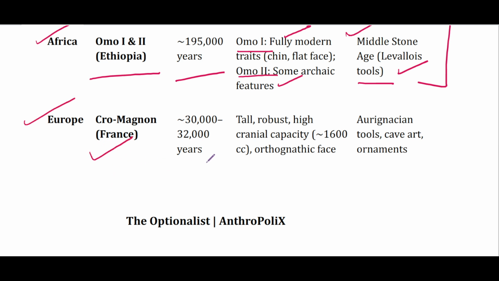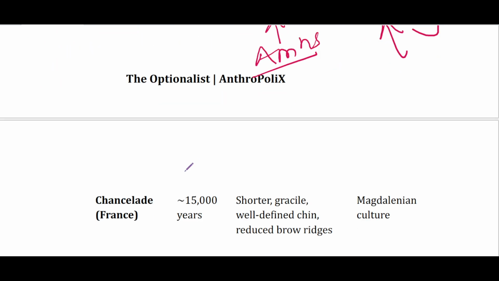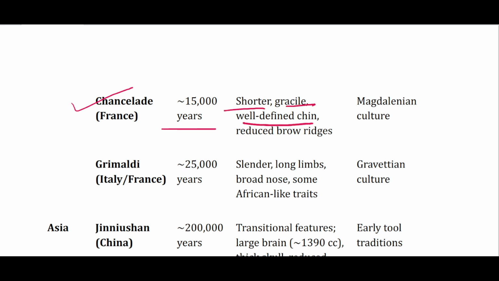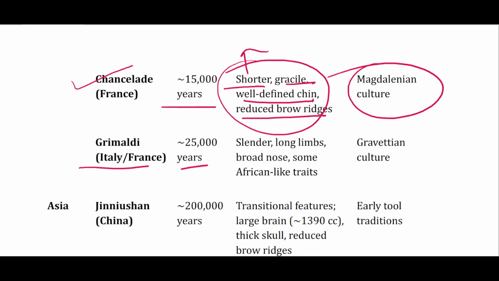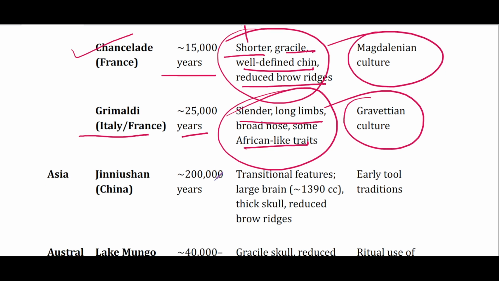For Europe, here first Cro-Magnon, 30,000 to 32,000, robust and tall physique with high cranial capacity, and face was flat, again consistent with AMHS features. Tool culture, Aurignacian, cave art and ornaments, again typical of the Upper Paleolithic tool industry. Then Chancelade, France, 50,000, short, gracile, well-defined chin, reduced brow ridges, all consistent with AMHS. The culture, Magdalenian. Then Grimaldi, 50,000 to 25,000, slender, long limbs, and Negroid-like features, Dravidian culture.